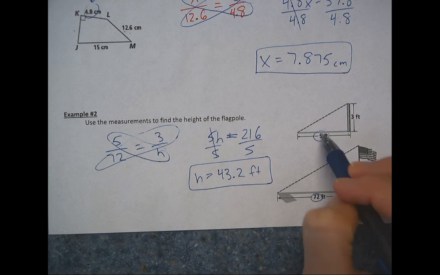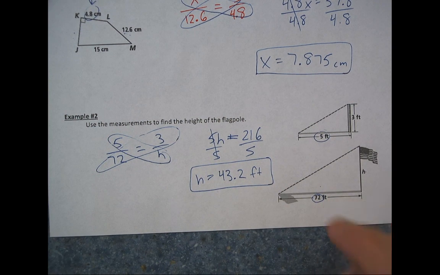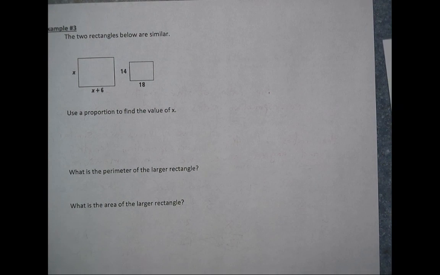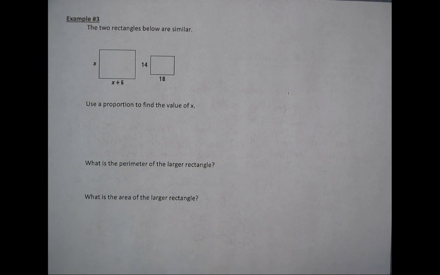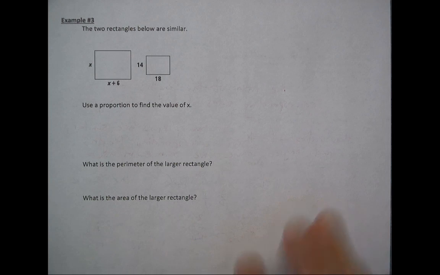So I went from here to here. On my other side, I have to go from here to here. They need to match up. So we'll flip it over, and let's do this last one. Two rectangles are similar. Because of that, we can set up proportions to solve for some missing sides. Use a proportion to find the value of x, and then we're going to do some extra with it.